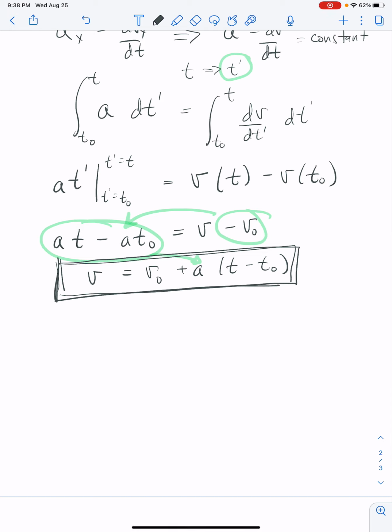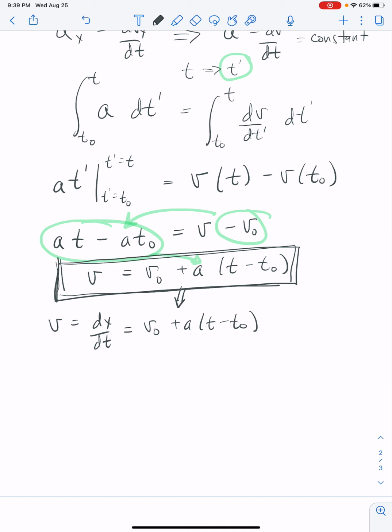All right. Then the next one, to get that, we're going to start with the fact that v is dx/dt. Again, remember, this v here is really v_x, but I'm going to stop writing all the subscripts because it just clutters things up a little bit. And we already found just now that v was equal to v naught plus a times (t minus t naught). So I'm going to go ahead and write that here. So I just substituted this equation in here.